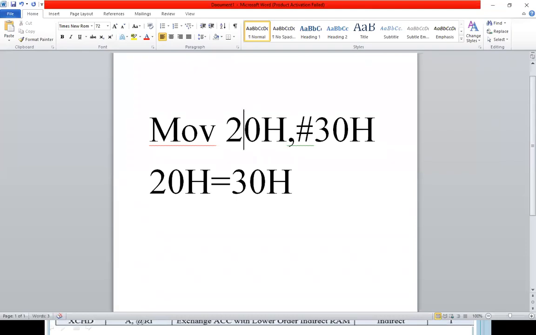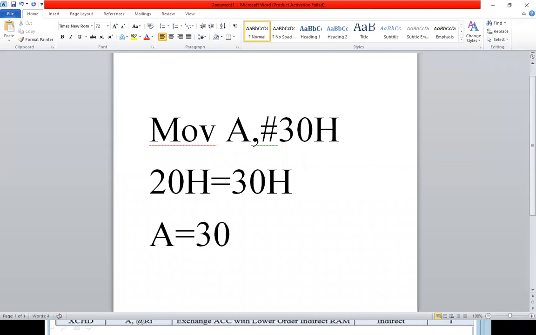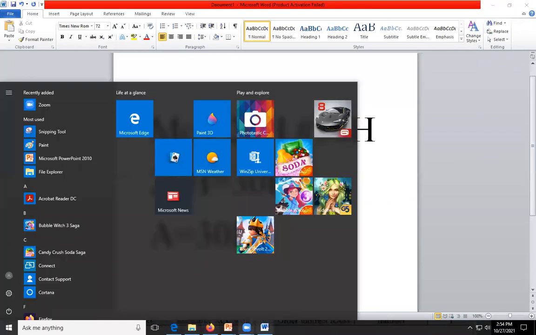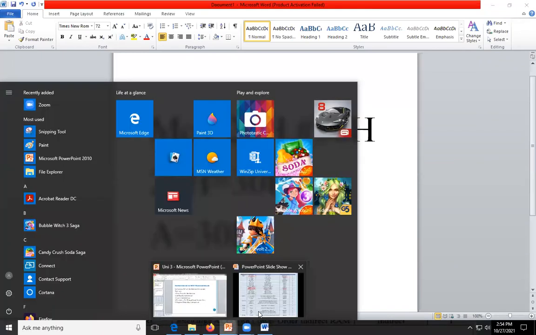What I wrote previously, move A comma 30H, what is the meaning of that? It means A is equal to 30H. But here, with 20H, you transfer to that location. 20H is the location, and at that location you transfer the 30H. So I am writing 20H is there. This is the meaning of each and every instruction.